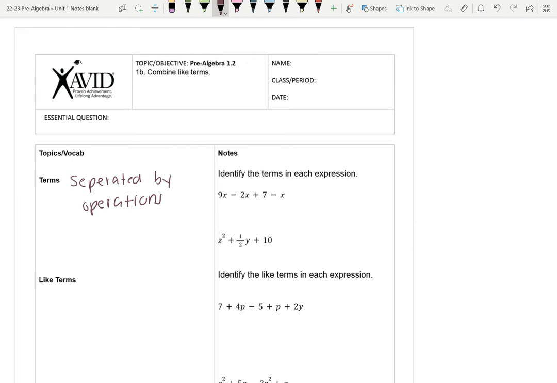So if you look here, we have a 9x, and we have a 2x, but it's actually like a negative 2x. We kind of want to keep that negative sign with it. We have a positive 7, and we have a negative x. So those are our terms. So on this next one here, z squared is a term, 1/2 y is a term, and then 10 is a term. So just the different parts of our equation. So you can kind of think of terms as like parts.